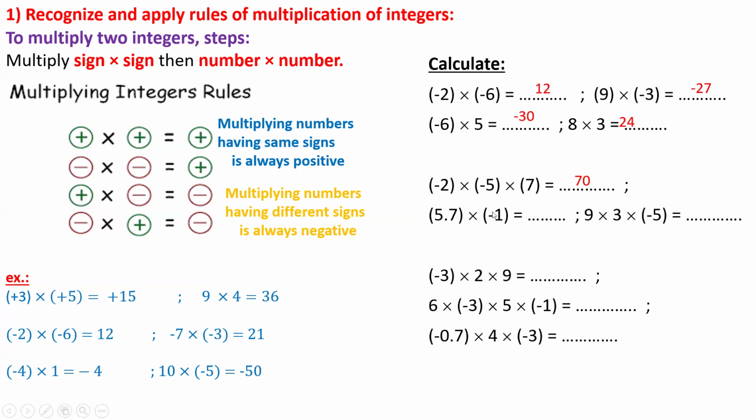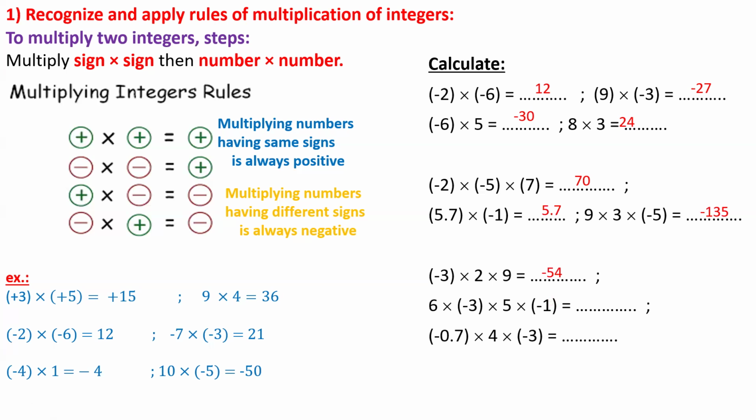Now 5.7 times negative 1, positive times negative is negative. 5.7 times 1 is 5.7. Now we have 9 times 3 times negative 5. Many numbers multiplied together. How many negatives do we have? We have 1. Since 1 is odd, my answer will be negative, and I multiply 9 times 3 times 5, so it's negative 135. Now, negative 3 times 2 times 9, we have 1 negative, so my answer will be negative since 1 is odd, and I multiply 3 times 2 times 9, which is 54.